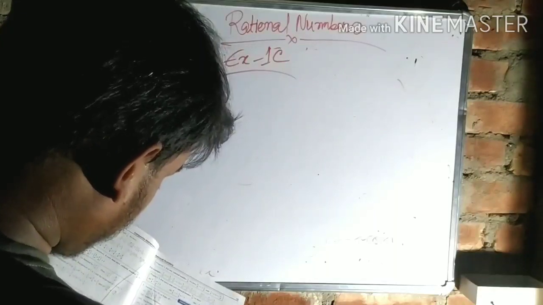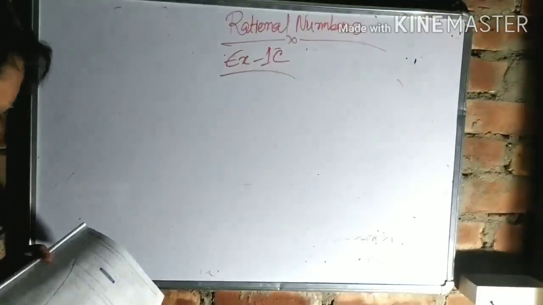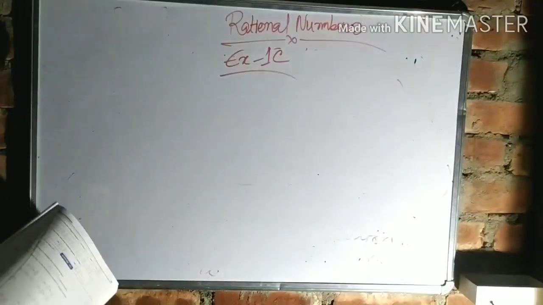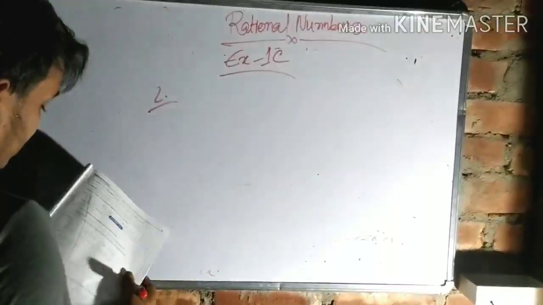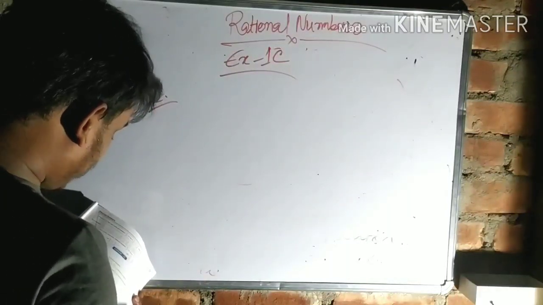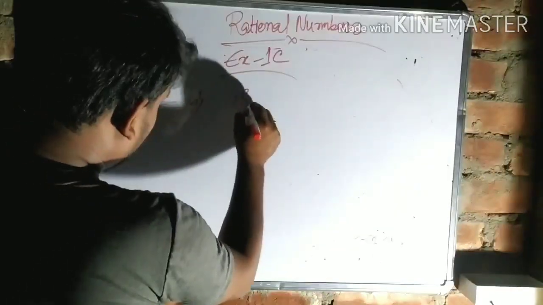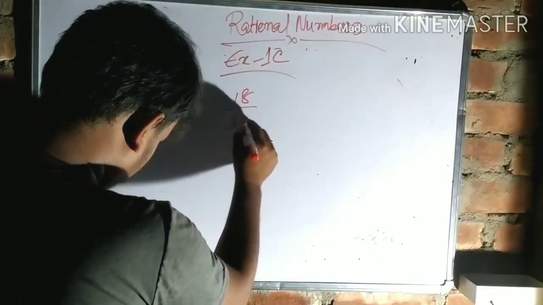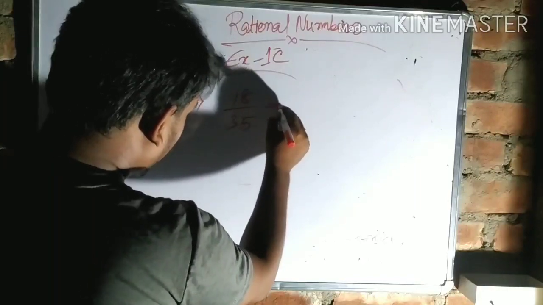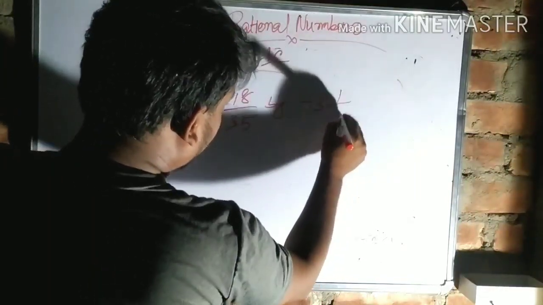One number, two number, three number. Okay, very easy. I will solve one or two from each number. Number 6: multiply 18 by 35 by minus 3 whole 1 by 8.